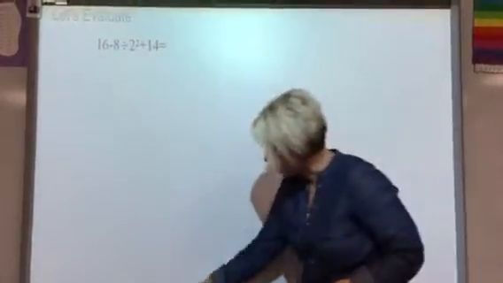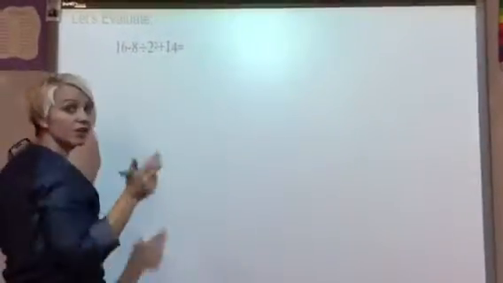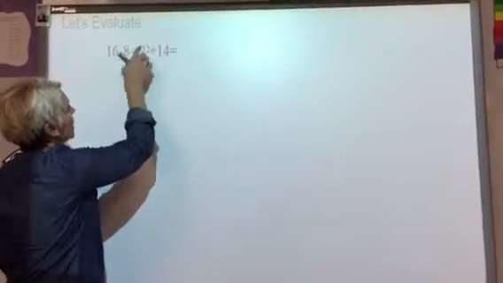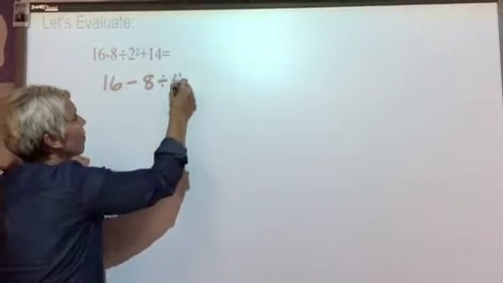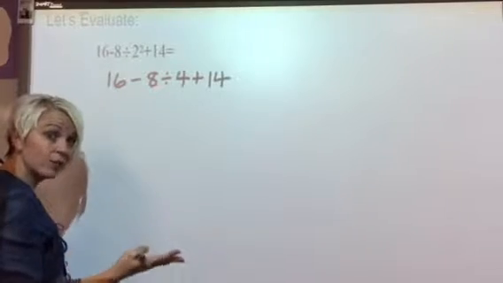So let's evaluate this example. If we're going to use order of operations, we look for parentheses first. There are none, so then we go to exponents next, and you see one right here. So I actually rewrite 16 minus 8 divided by 4 plus 14. Every step you should rewrite.